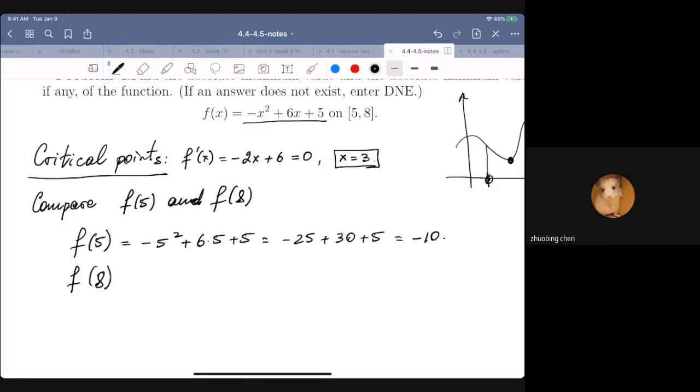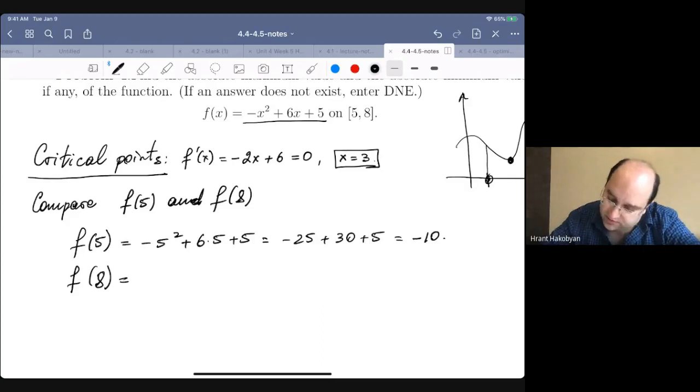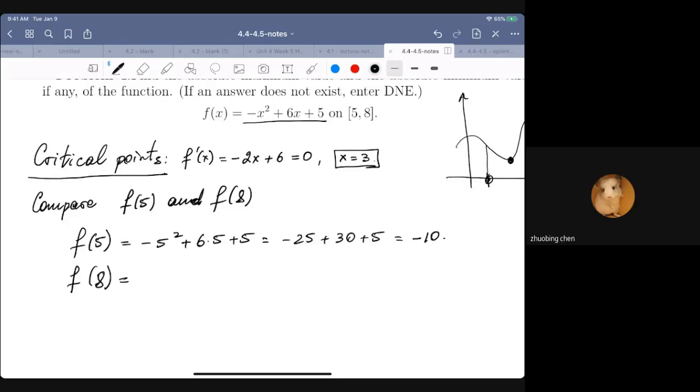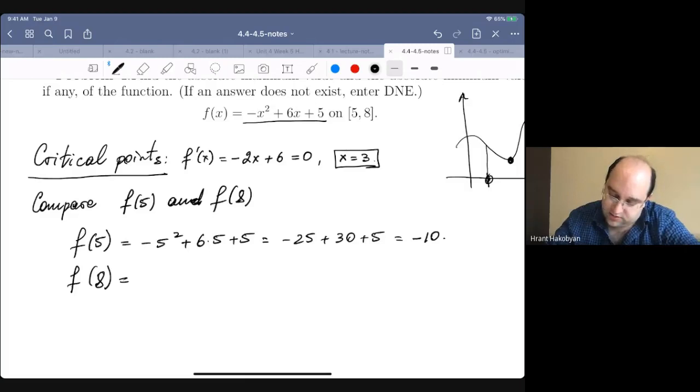Professor, I think it's positive 10. Did I do something wrong? It's negative 25 plus 30. Oh, right. So it's going to be plus 10, not minus 10, right?